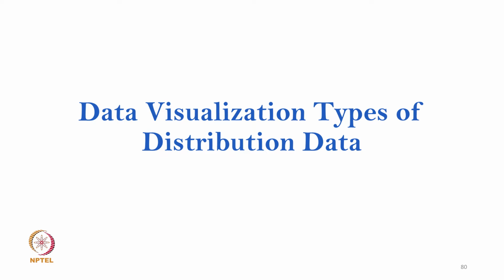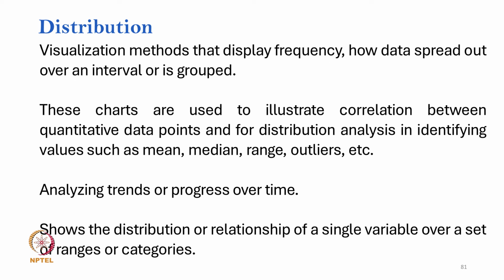Another type of data visualization is distributions. Distribution is a method of displaying the frequency and how data is spread out over an interval or group. These charts are used to illustrate the correlations between quantitative data points and in distribution analysis for identifying values such as mean, median, range, outliers, etc. The distribution shows the relationship of a single variable over a set of ranges and categories.